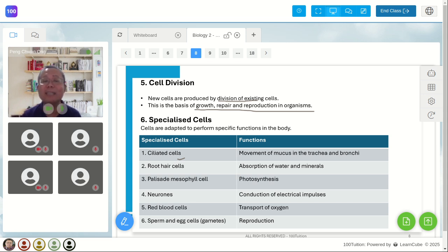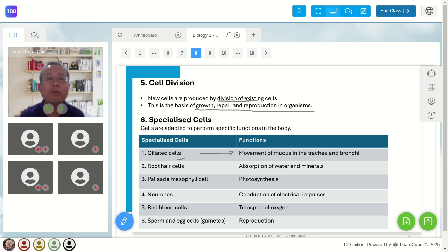Okay, so the ciliated cells have a very specific function. You need to know this. We will come into more detail on the ciliated cells when we come to the excretory system, I think in chapter 14. It's a very important cell to help protect our airways, or basically protect our lungs.